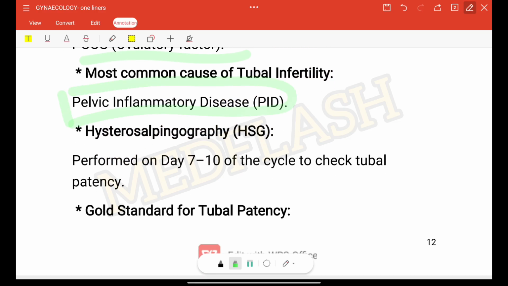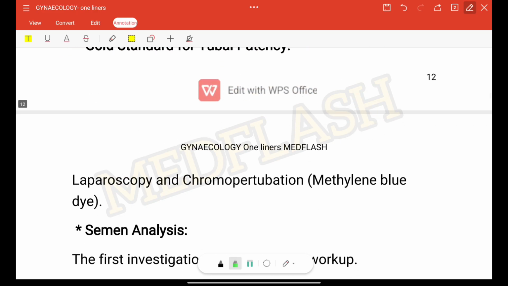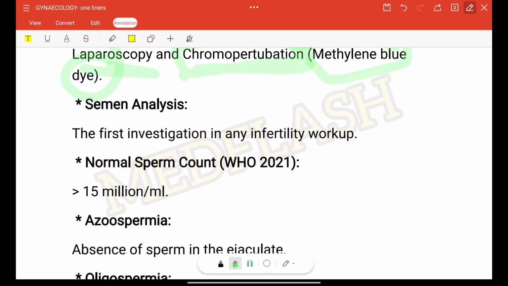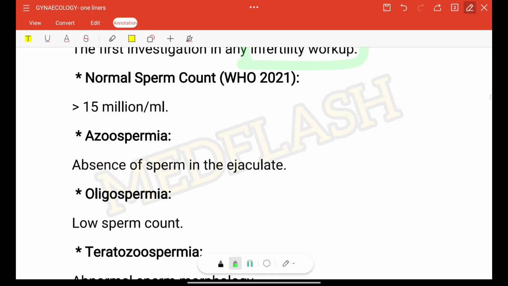Hysterosalpingography is performed on day 7 to 10 of the cycle to check tubal patency. Gold standard for tubal patency is laparoscopy and chromopertubation with methylene blue dye. Semen analysis is the first investigation in any infertility workup. After that, only we go for hysterosalpingography for tubal patency. Normal sperm count according to WHO 2021 is greater than 15 million per ml.